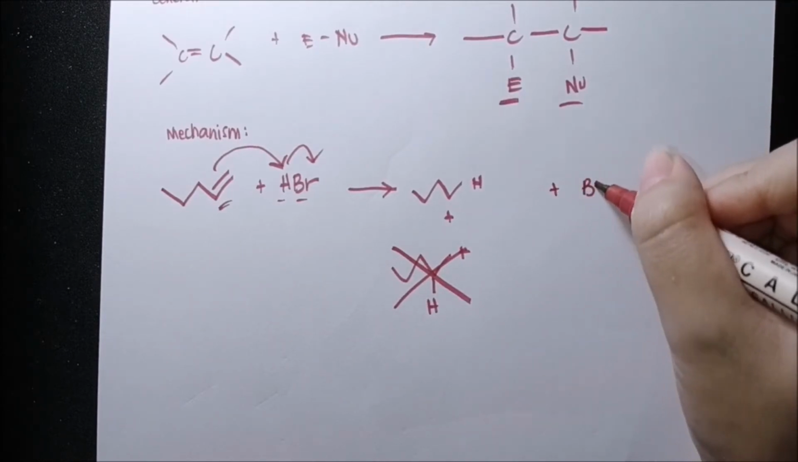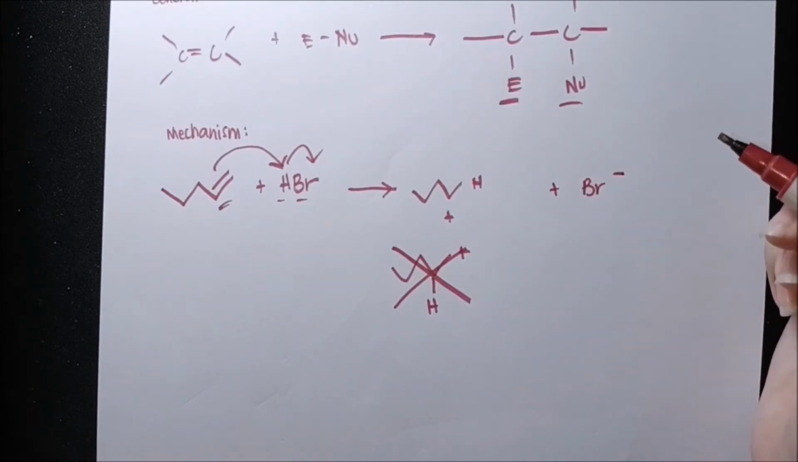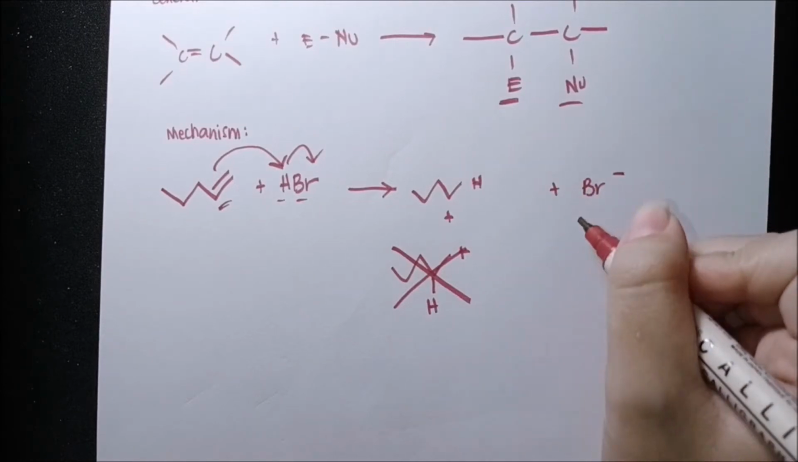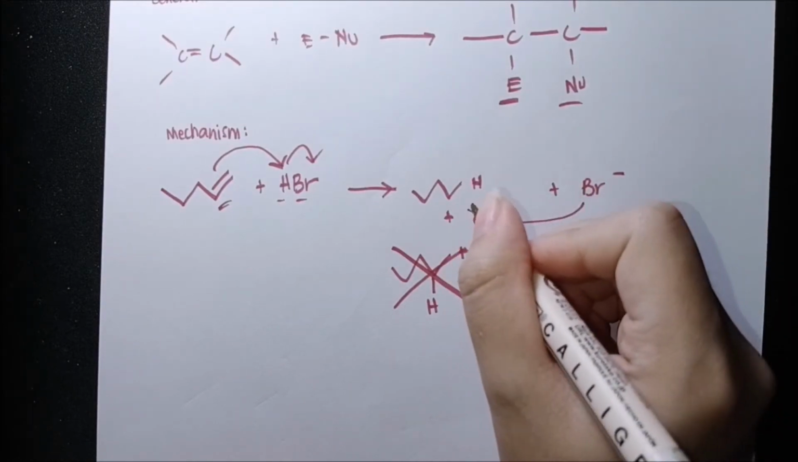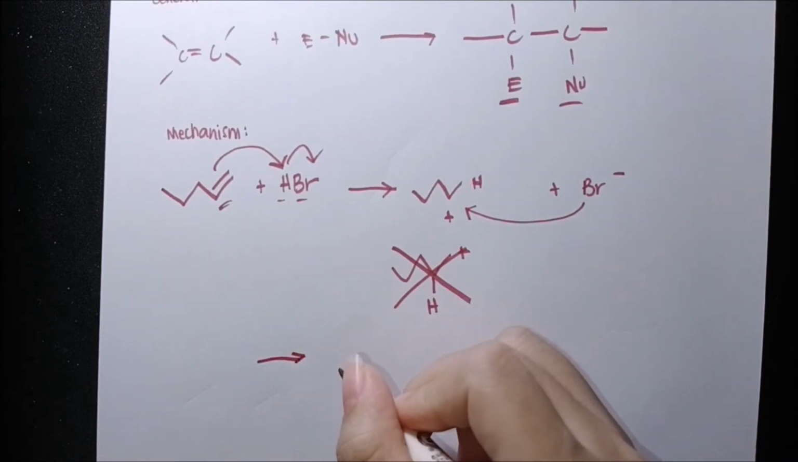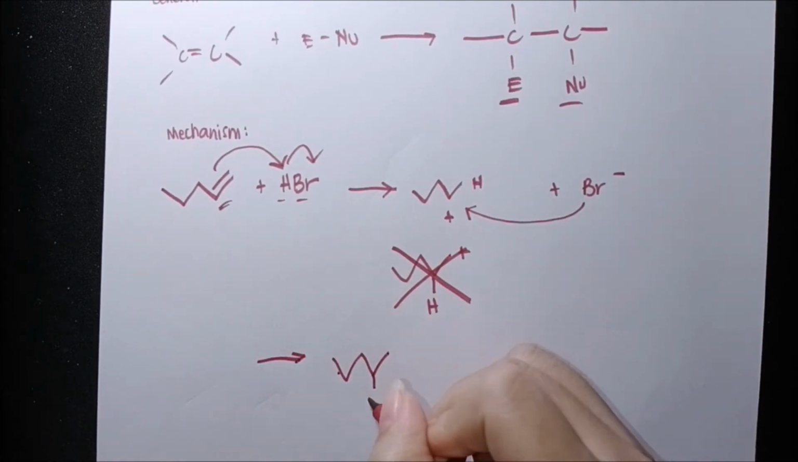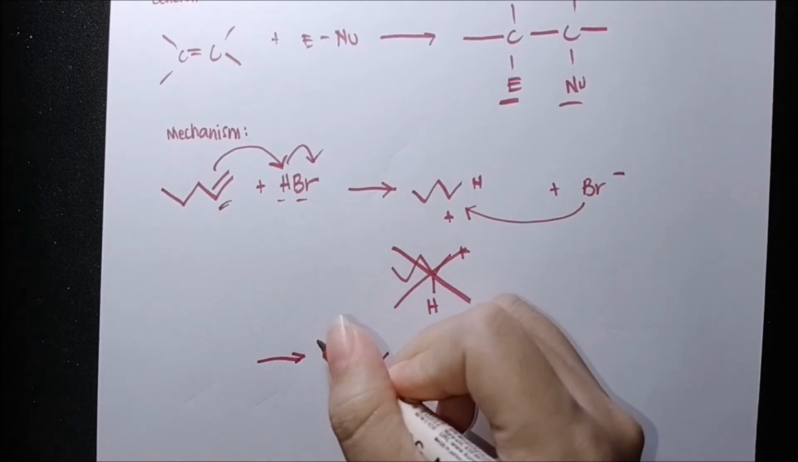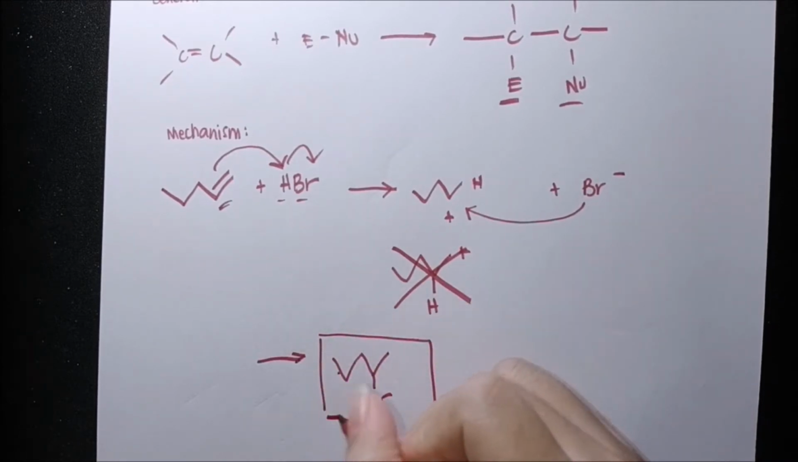Also, we will have a bromide ion as another product. Now, bromine, being highly regioselective, will choose to attack this secondary carbocation, leaving us with this product. In this reaction, we can see that a carbocation is the intermediate.